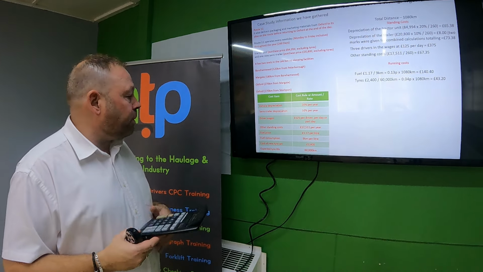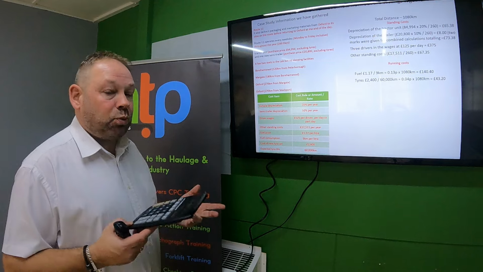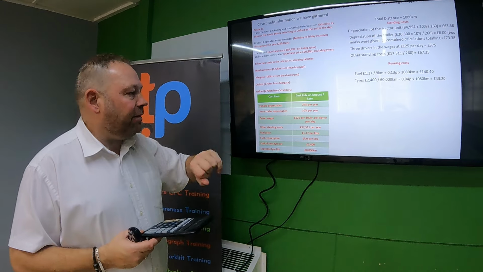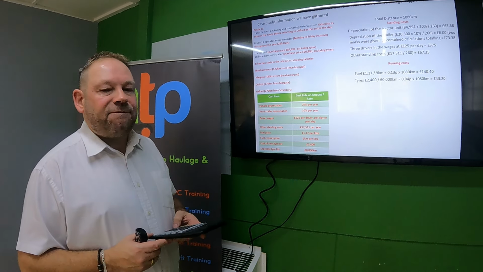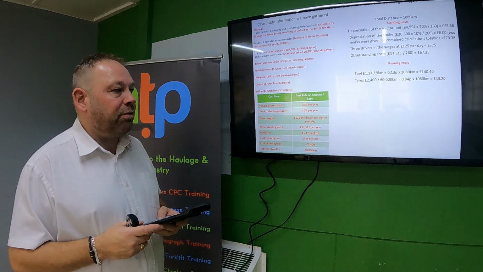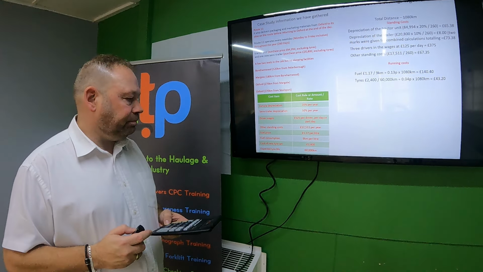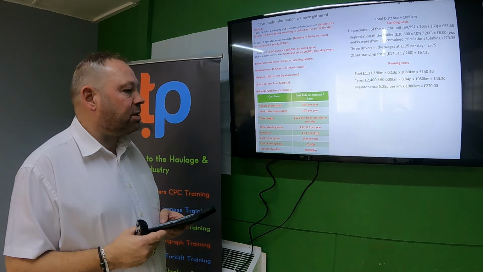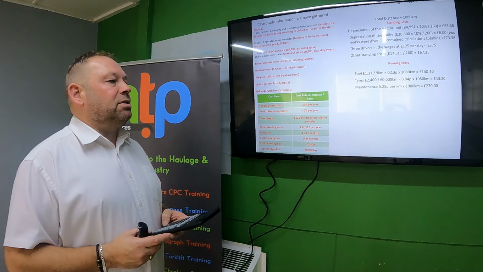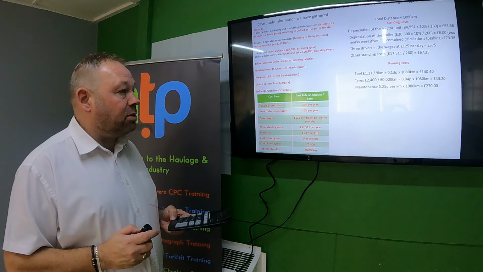Tyres. Cost of new tyre set, complete, £2,400. We don't even have to work that out based on the number of tyres. Divide that by the expected tyre life, 60,000 kilometres, gives us 4 pence per kilometre. Multiply that by our total distance of 1,080, gives us £43.20 for our tyres. Maintenance, 25p per kilometre, given in the grid. Times that by 1,080 kilometres gives us £270 for our maintenance costs.